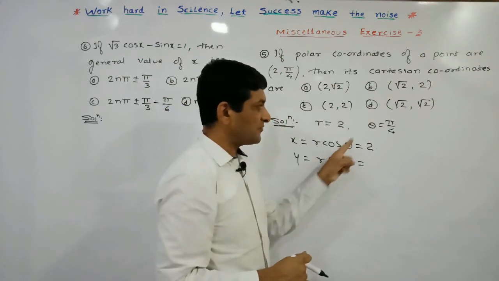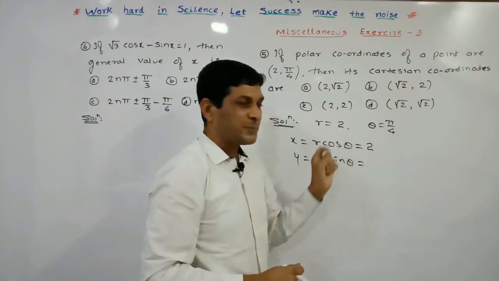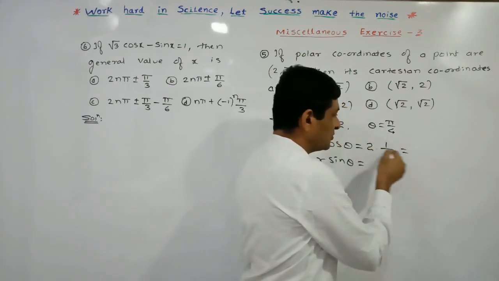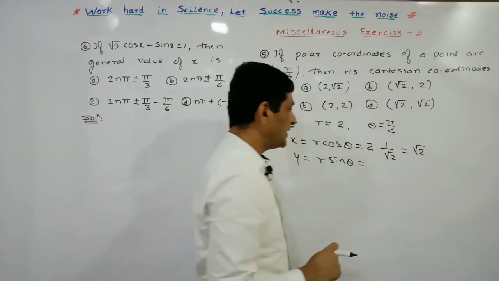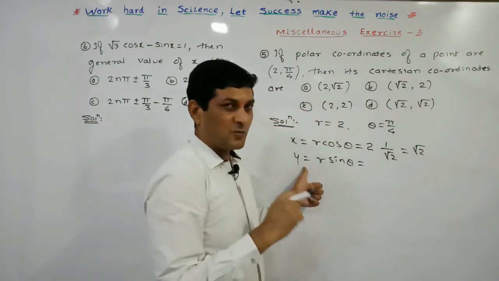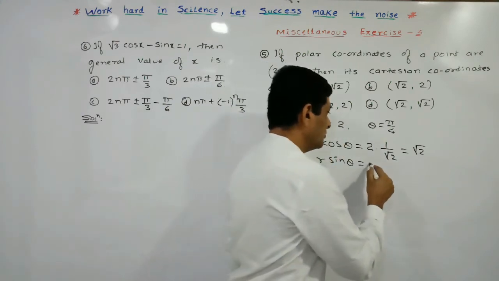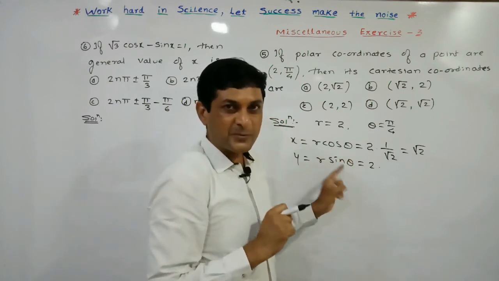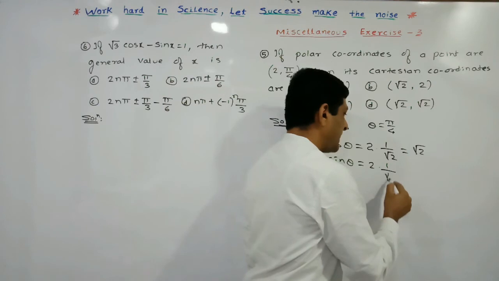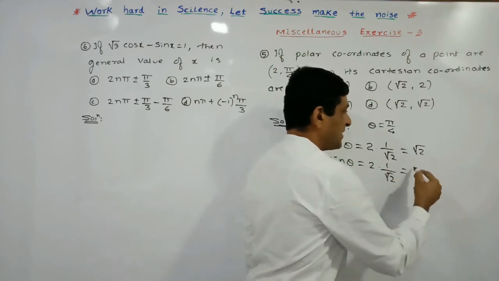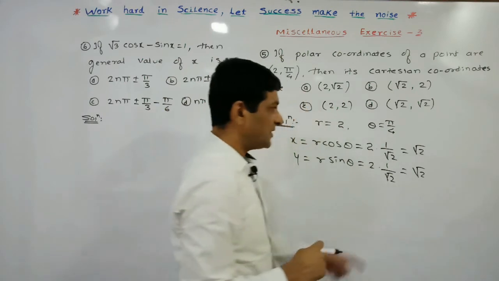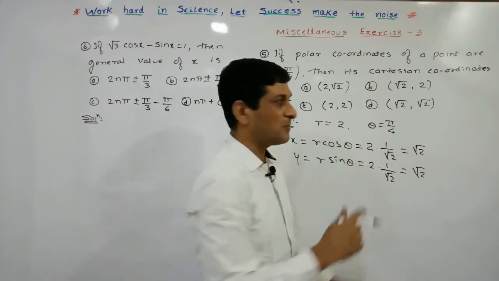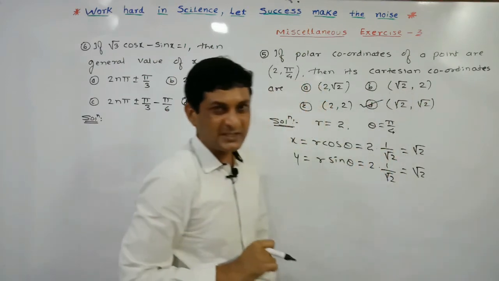Now I am substituting the value of theta equal to π/4. What is cos π/4? Cos π/4 is equal to 1/√2. Finding the division, 2 divided by √2 will be equal to √2. Again, to find the y coordinate, replace r by 2, and theta will be replaced by π/4, meaning 45 degrees. What is the value of sin 45? 1/√2. So here also 2 divided by √2 will be equal to √2. In this way we have got the Cartesian coordinates. The value of the x coordinate is √2, and y is also √2. So here option D is our correct answer.